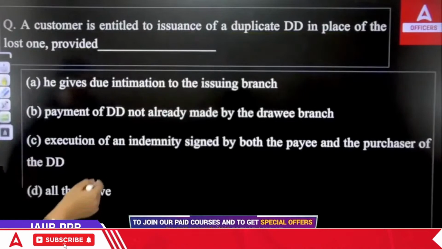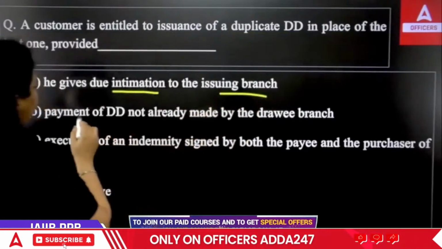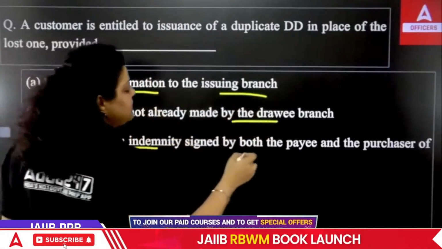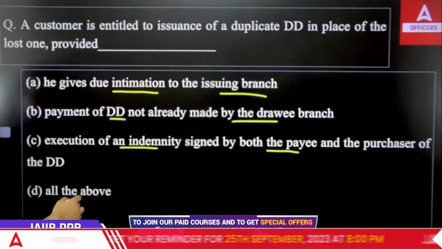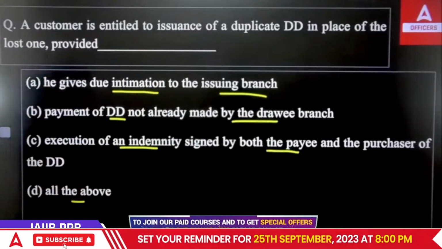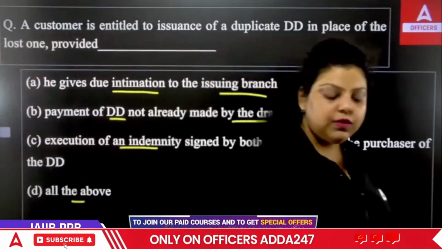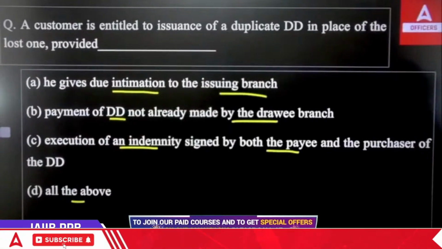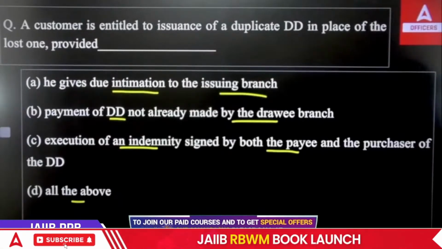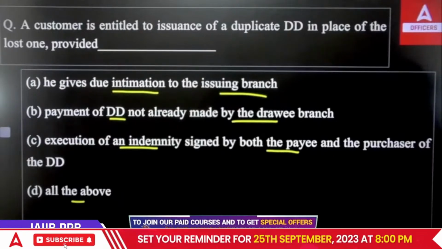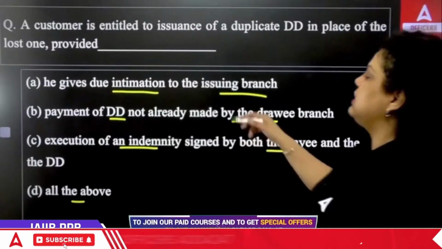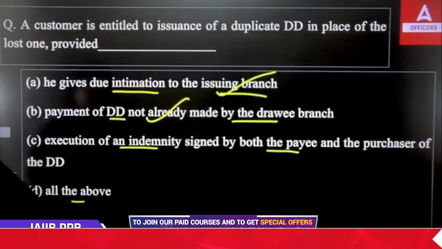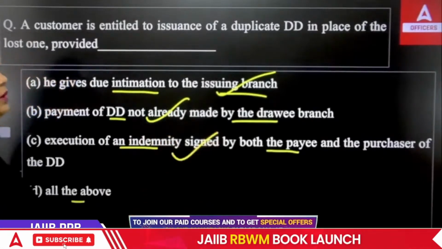Okay. Now next we have: a customer is entitled to issuance of a duplicate demand draft in place of the lost one provided dash. So a customer is entitled to the issuance of a duplicate DD if he has lost the original, provided one condition. We have these options. First, he gives due intimation to the issuing branch; payment of DD not already made by the drawing branch; execution of an indemnity signed by both the payee and the purchaser of the DD; all of the above.